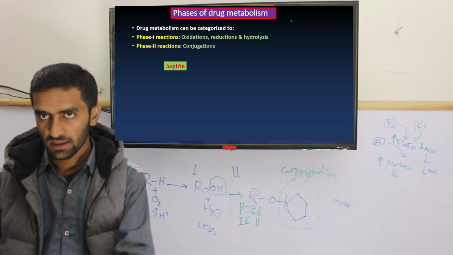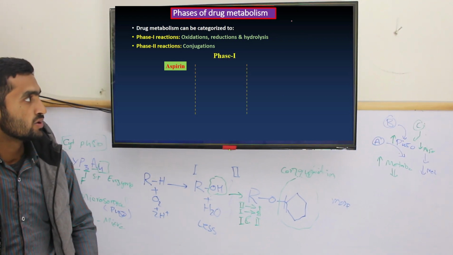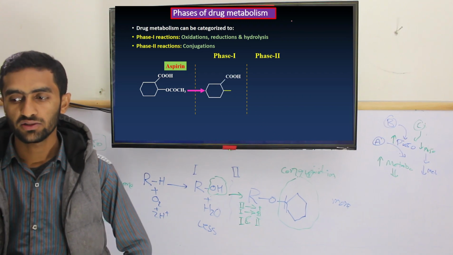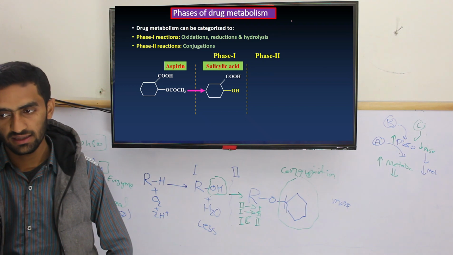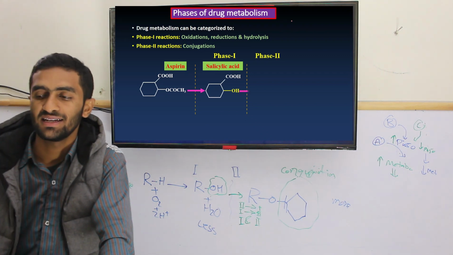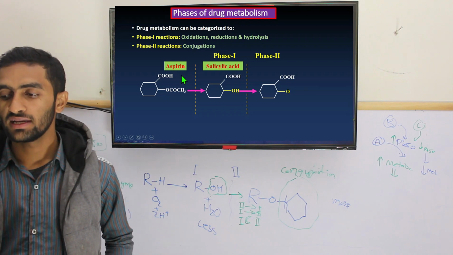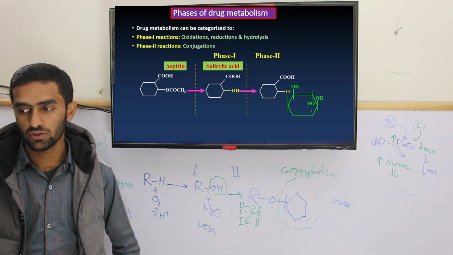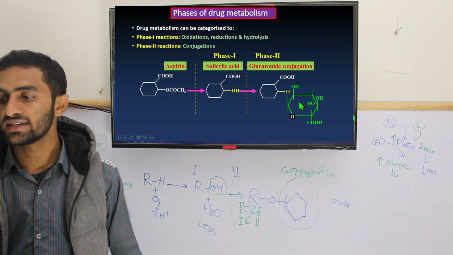Let's see an example with aspirin, which undergoes both phase 1 and phase 2. Here is the aspirin molecule. In the first step, an oxidation reaction happens: a hydroxyl group attaches, forming salicylic acid. In phase 2, conjugation occurs. Here a hydrogen is removed and a much bigger molecule is conjugated to it. That is glucuronidation. This bigger molecule, glucuronic acid, is attached to it, so it can be easily excreted out.